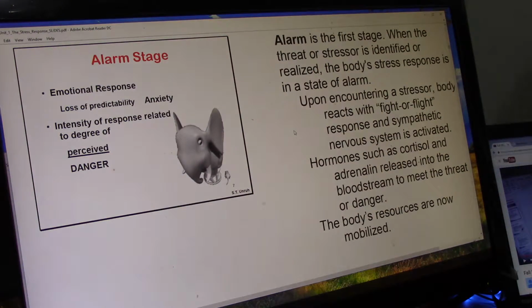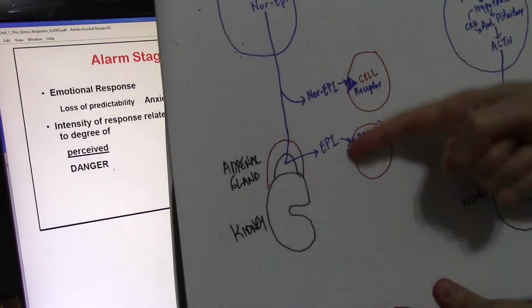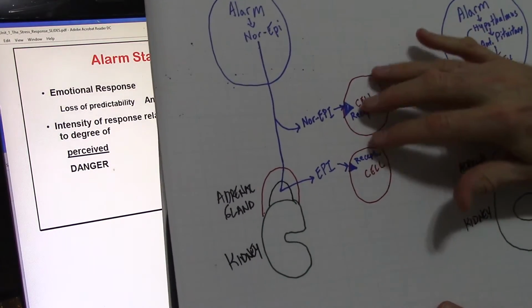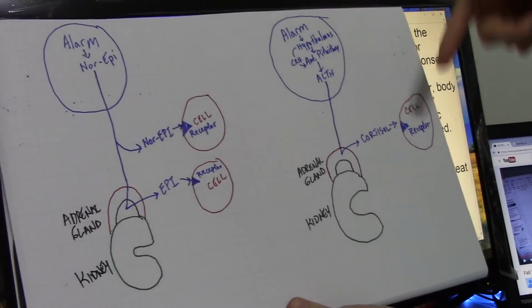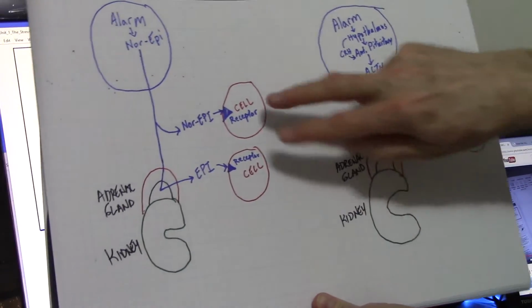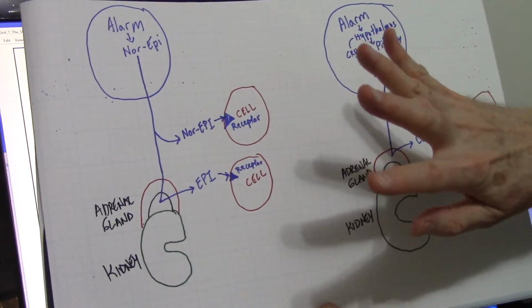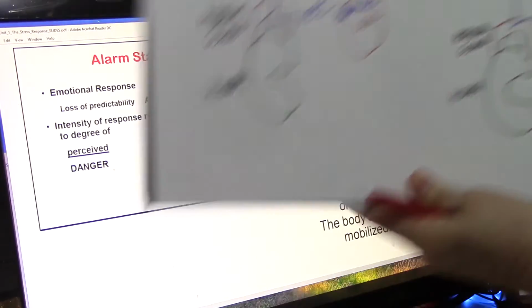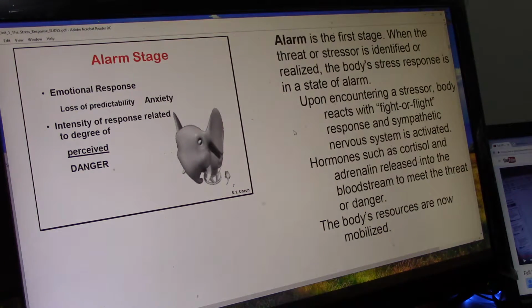And it's going to target, on the nervous side, for the epinephrine and the norepinephrine, what we call adrenergic receptors, and then for the cortisol, it's going to target receptors for cortisol. And of course, these adrenergic receptors will be basically four types: alpha 1, alpha 2, and beta 1 and beta 2. We'll talk about those in just a moment.